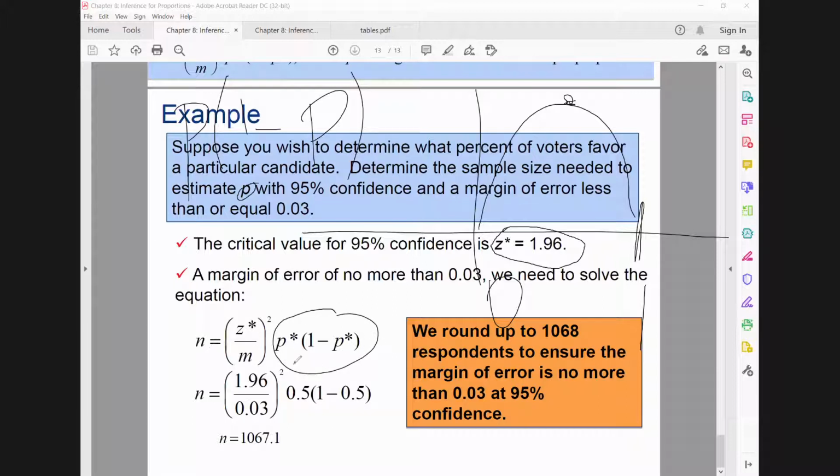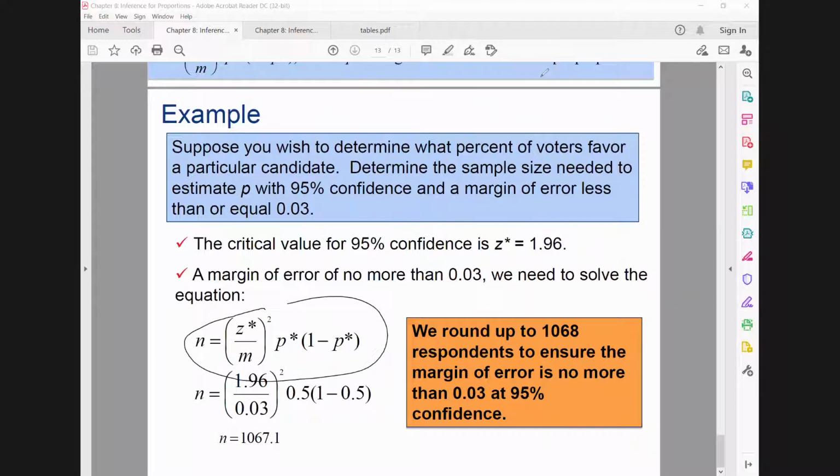So N, we choose the maximum, because when you choose any value different from 0.5, P times 1 minus P will be less than 0.25. Then we take the maximum. The maximum is obtained once P star is equal to 0.5. I don't want to take too long. This is the formula. Z star is related to the confidence level requested. M is related to the margin of error requested.